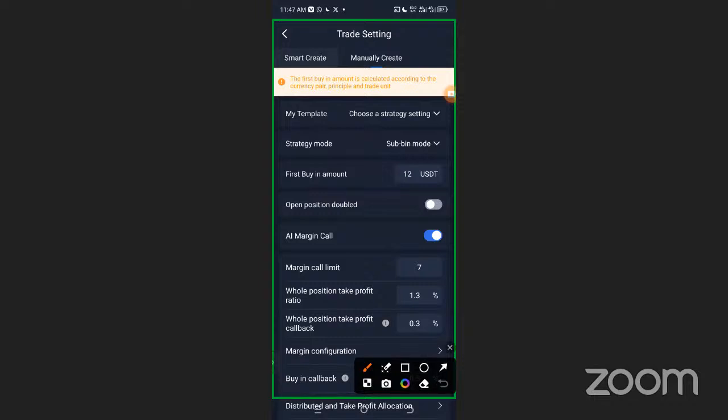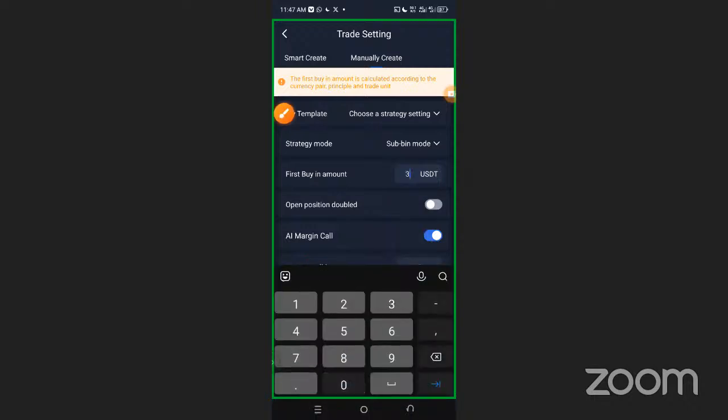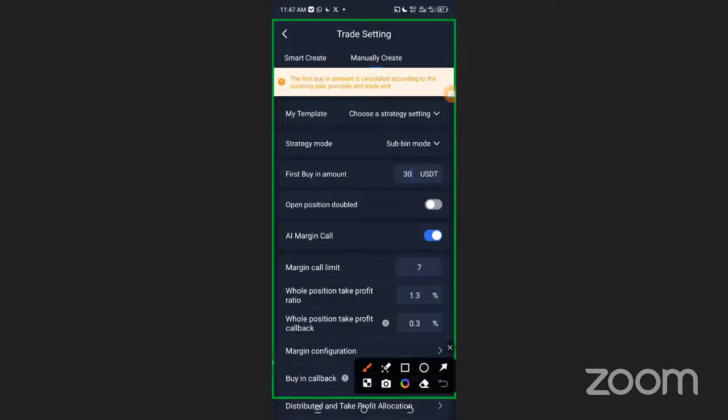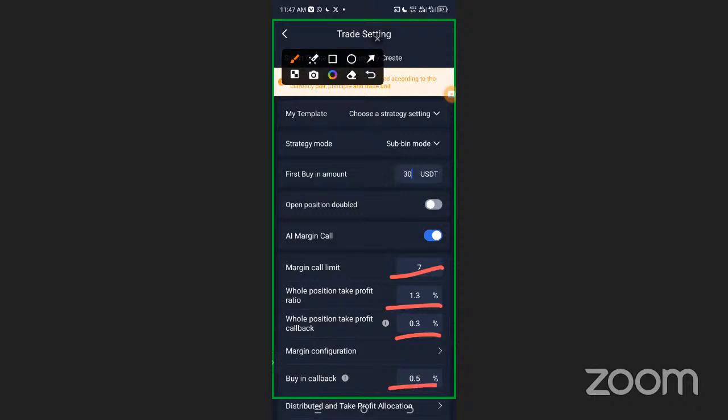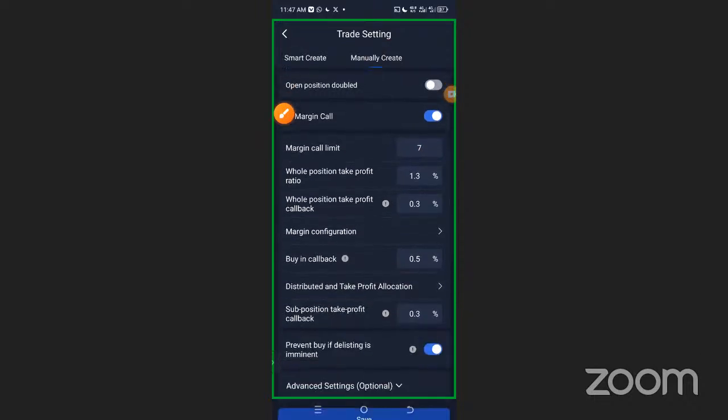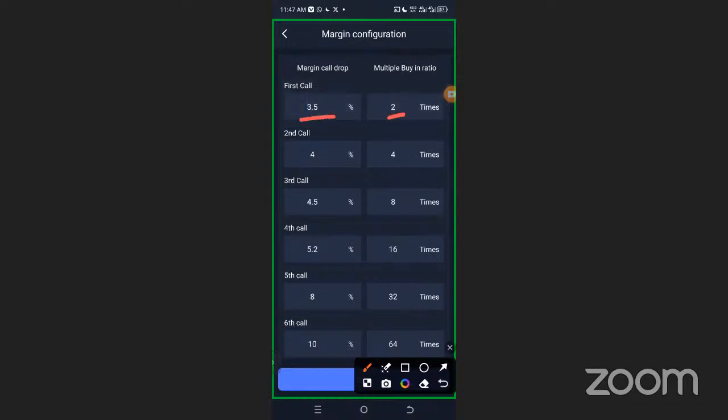From sub-binary, change the first buying amount. We said $30. It is our FFBA. Therefore, here you will put 30. Then come. Do you see these settings? Some of you may not know that the settings have entered the coin. When you click on margin configuration, do you see what is on margin configuration?